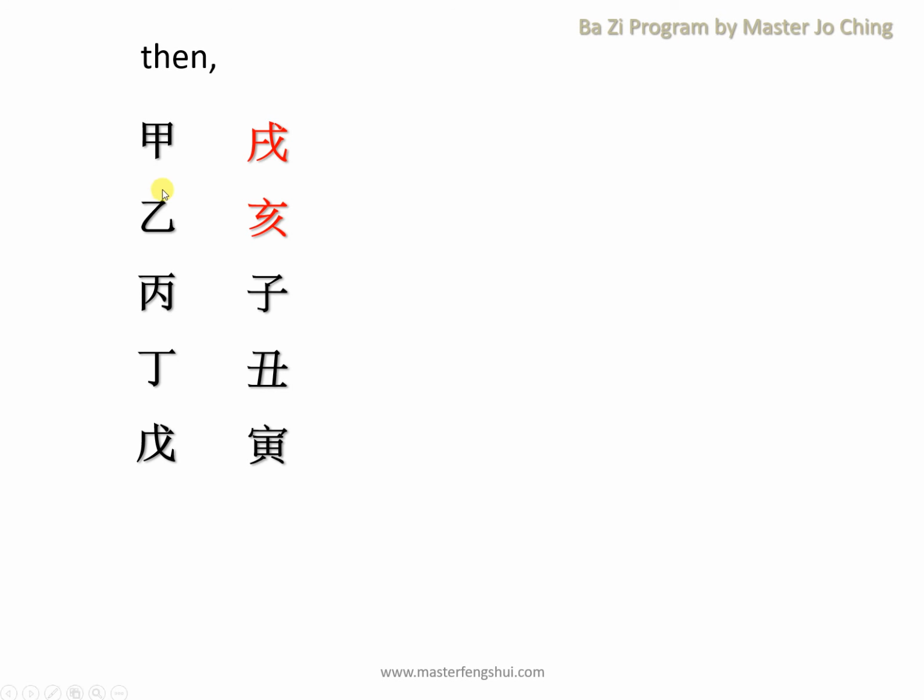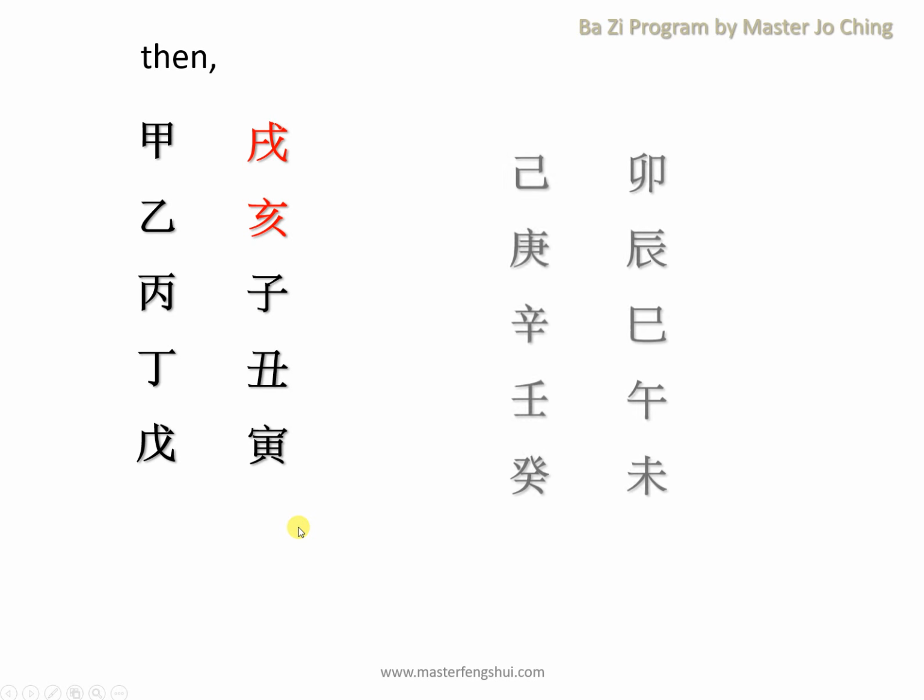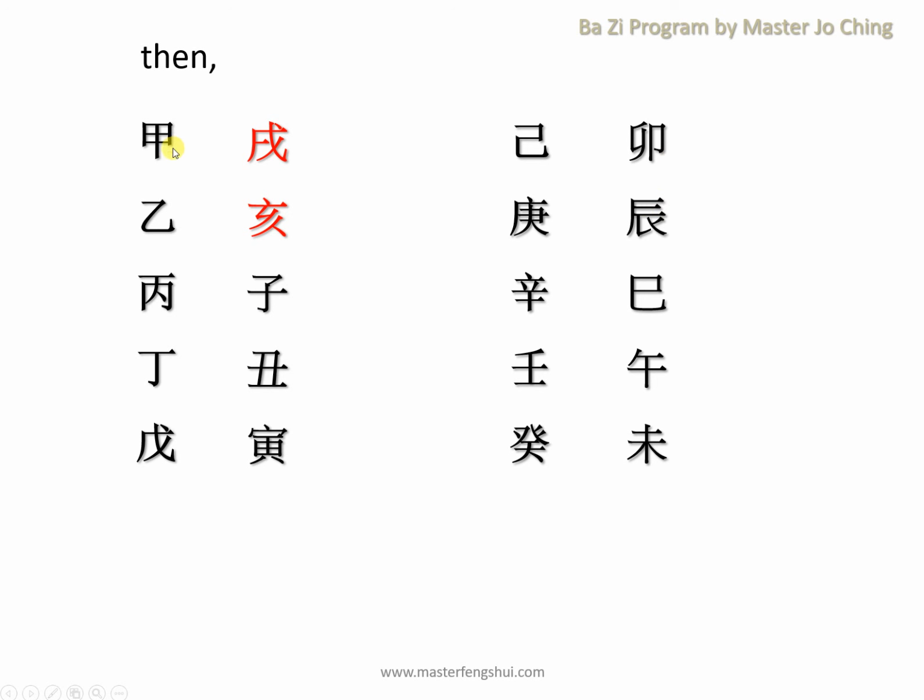you recycle the 10 stems again. In this case, 甲乙 will come back. So you have 甲戌 as a pillar, 乙亥 as a pillar, and the rest just flow. 甲乙丙丁戊己庚辛壬癸. Then this one you just put 戌亥, then followed by 子 again. You repeat the cycle. 子丑寅卯辰巳午未, like this.